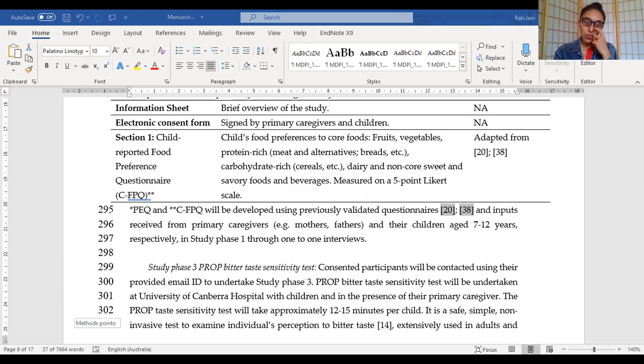So this is what I mean by details of the variables needed. And then you have your data analysis. As I said, please look at one of my previous references on how you write data analysis.